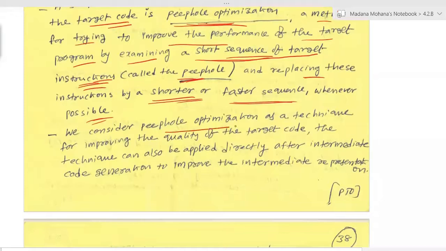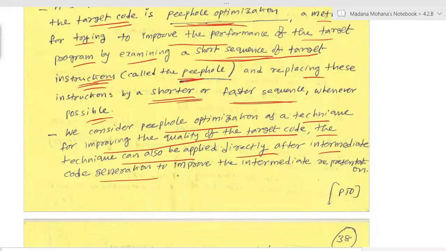We consider peephole optimization as a technique for improving the quality of the target code. The technique can also be applied directly after intermediate code generation to improve the intermediate representation. Why? Because after intermediate code, our fifth phase is code optimization, which is optional. There, you get the 3-address code from the intermediate code that can be optimized using the code optimizer. Then directly you can generate the target code, that is, the assembly language program. That is also allowed.